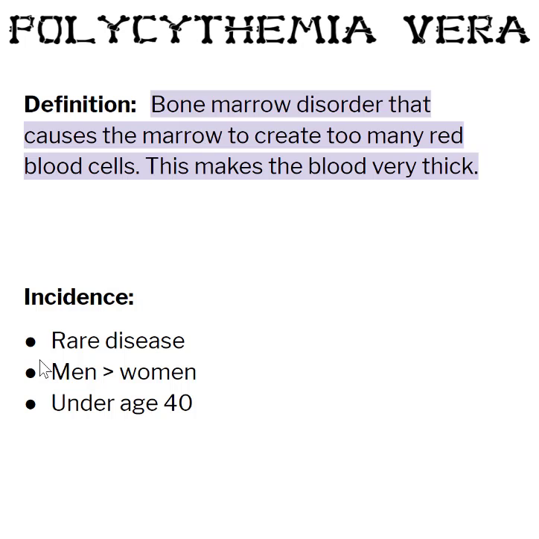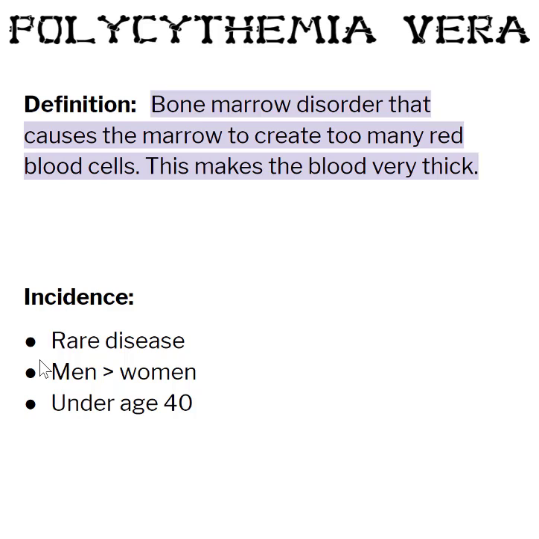Our next disease is polycythemia vera. Polycythemia vera is actually a bone marrow disorder, and this is going to cause the bone marrow to create too many red blood cells. So we talked about the anemias causing the body to attack the red blood cells, which leaves us with too few red blood cells. In polycythemia vera, the bone marrow is just kicking out red blood cells left and right, and that means there's too many.